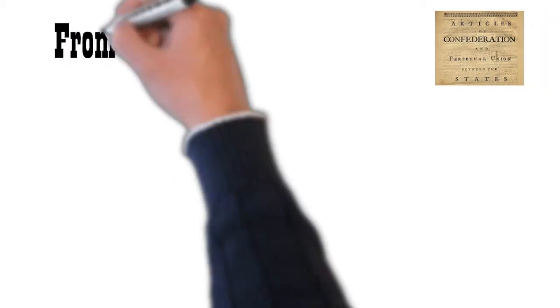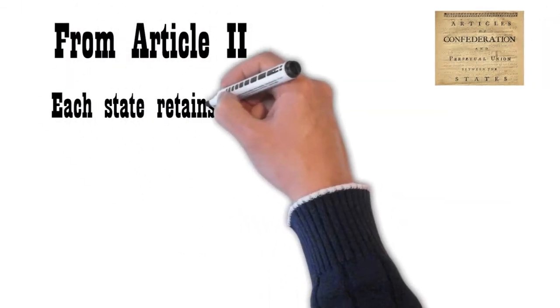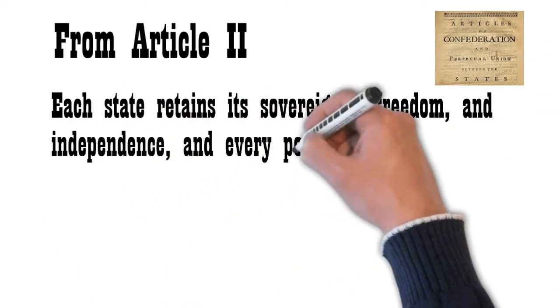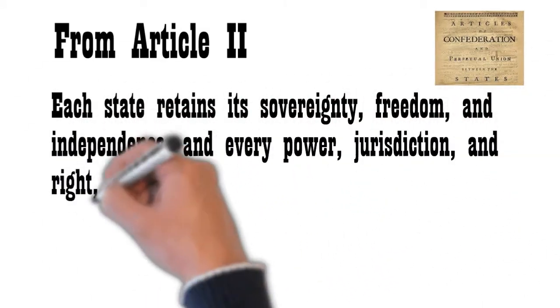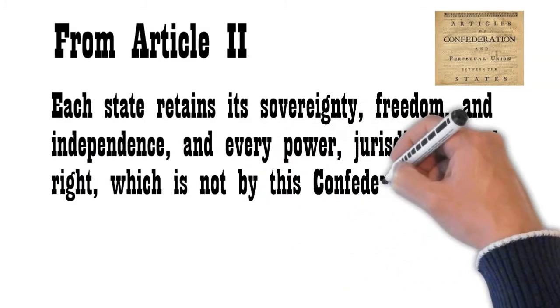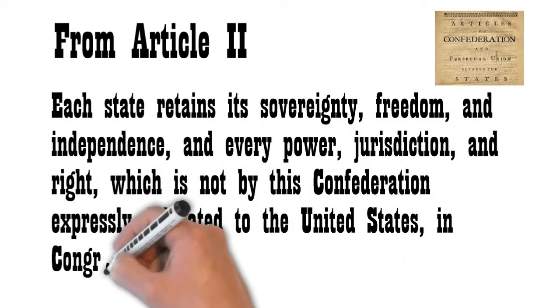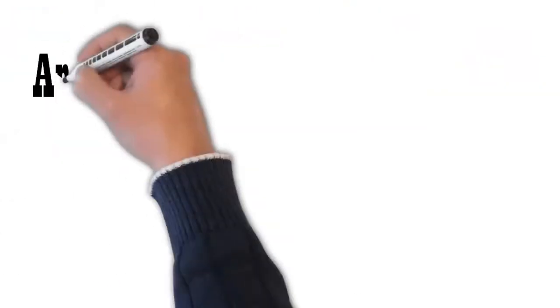Let's take a minute and look at the structure of the Articles of Confederation, specifically Articles 2 and 3. Article 2 states that each state will retain its sovereignty, freedom, and independence. What that basically means is every state is an independent entity. They're going to form their own government and have their own power.